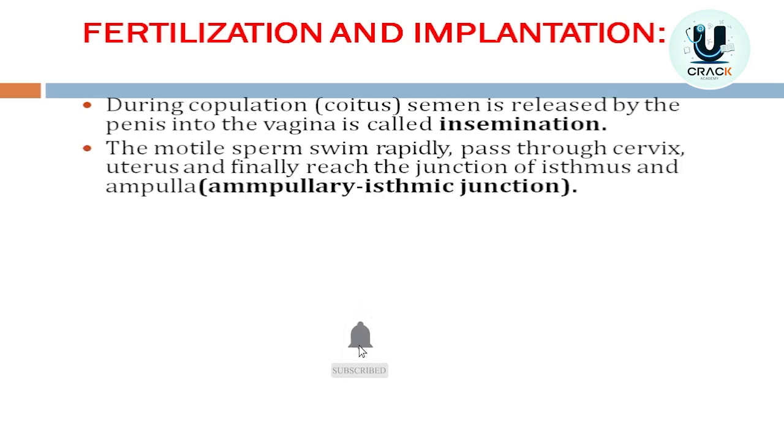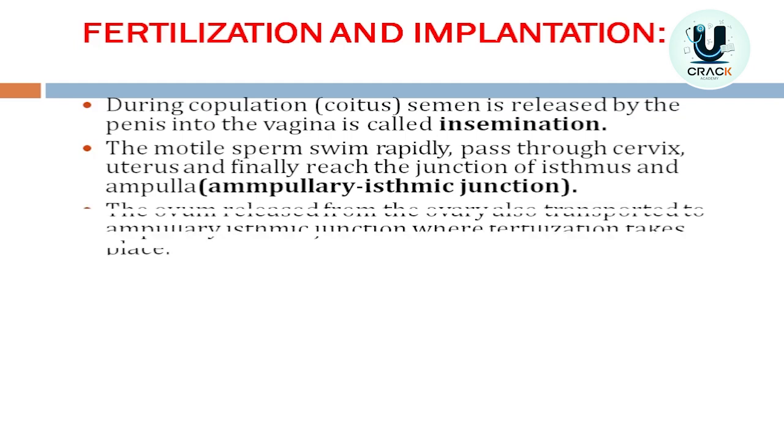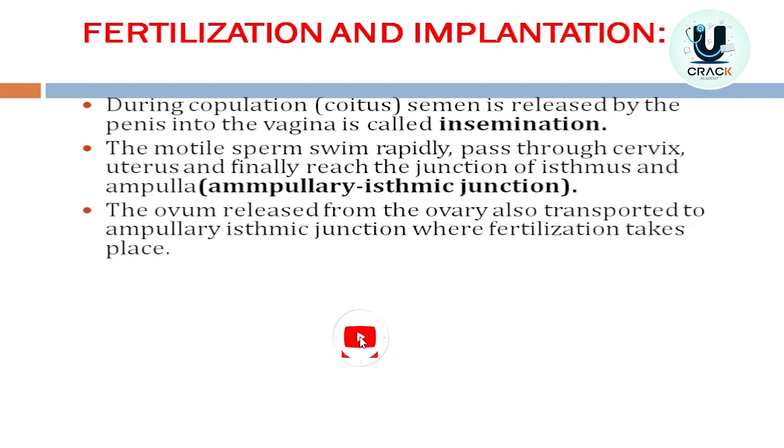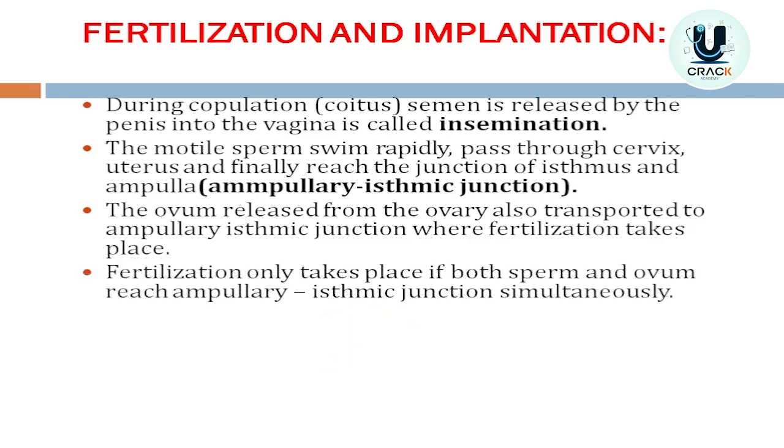The motile sperm swim rapidly past the cervix and uterus, and finally reach the junction of the isthmus and ampulla. The ovum released from the ovary is also transported to the ampullary isthmic junction, where fertilization takes place. Fertilization only takes place if the sperm and ovum reach the ampullary isthmic junction simultaneously.